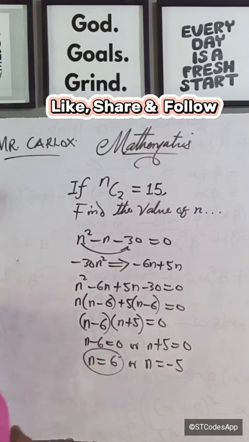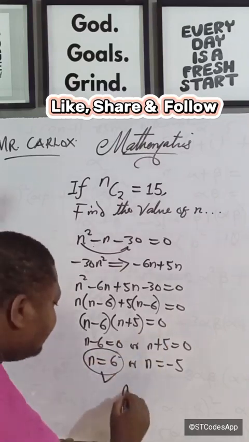But the real answer in this case is the whole number without the negative. So the other n here is what? n is equal to 6.